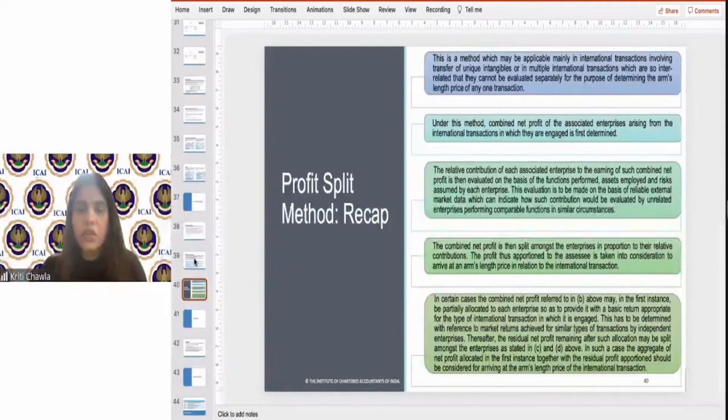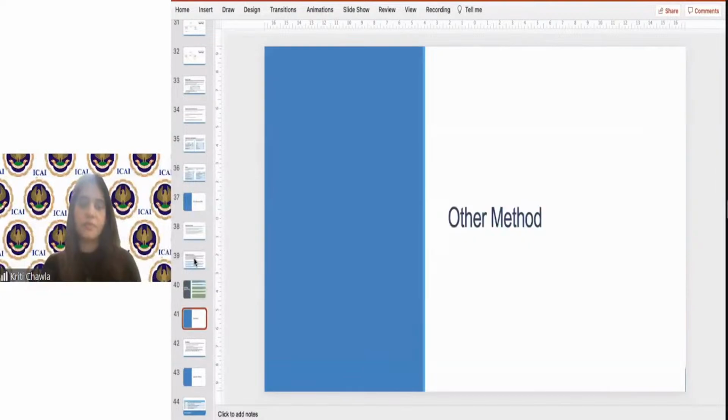This is the summary of the profit split method. You can just read through this. You have to find out the combined profit from that particular project and then split it with reference to what the parties are basically doing.